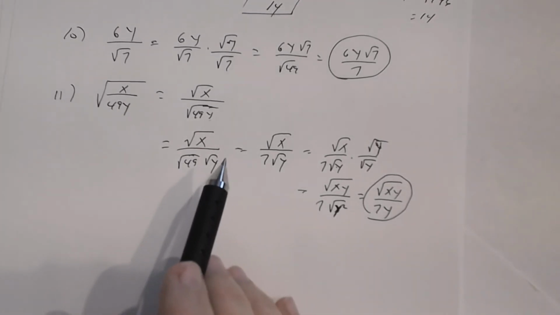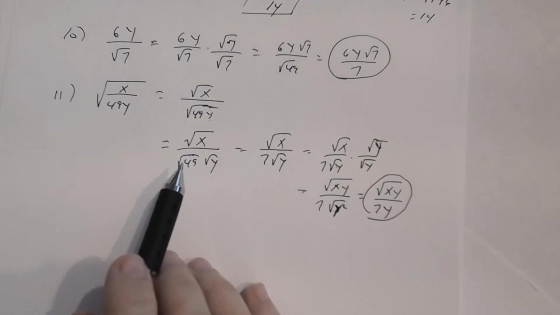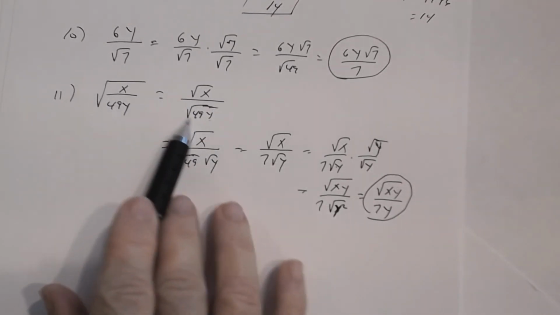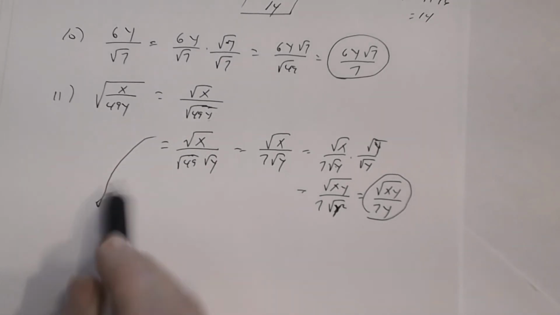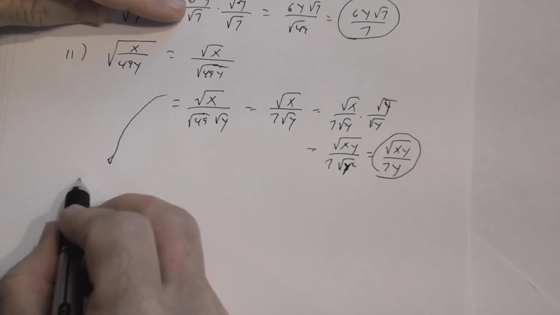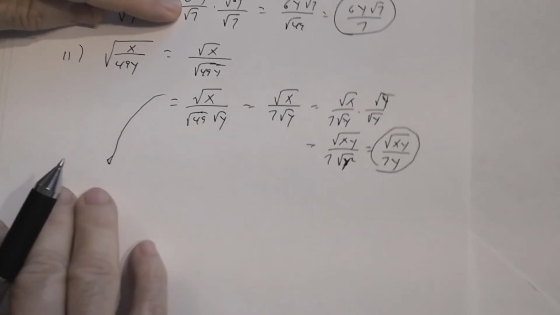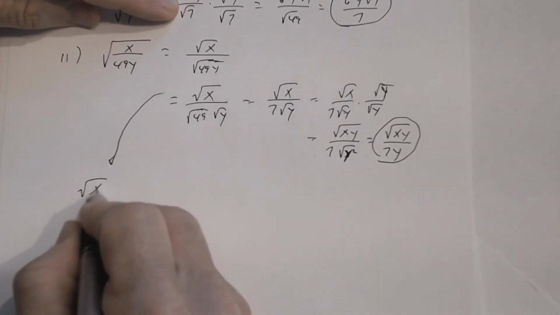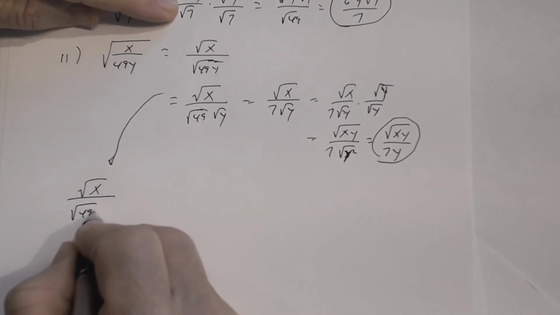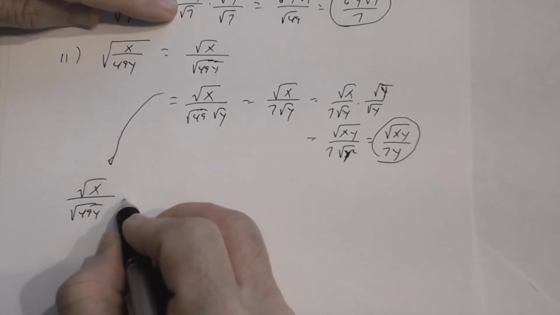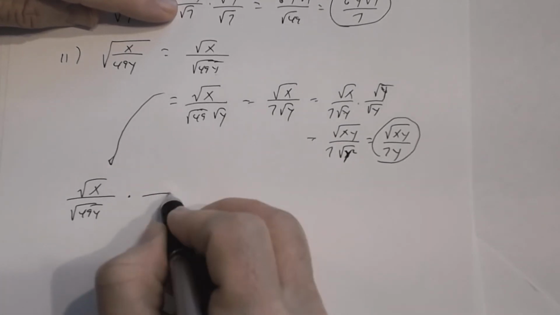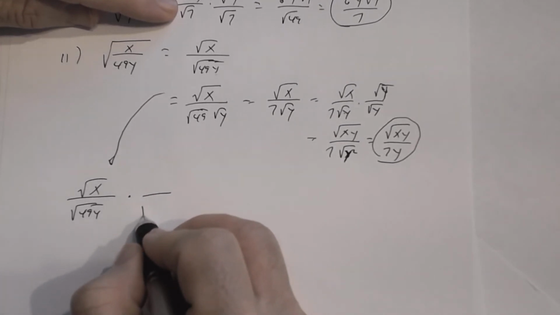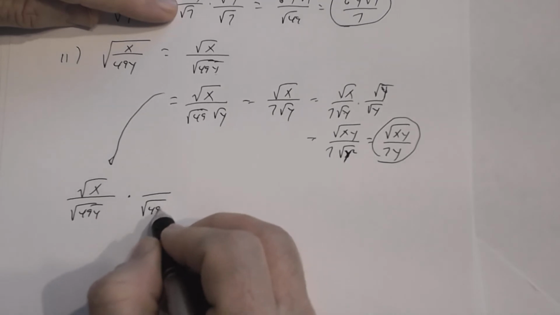Now, I'm going to say this. Suppose you didn't see that. Suppose you did not notice that I can write this as this. Okay, no big deal. Let's see what happens. All right, so let me go ahead and rewrite this over. So I have the square root of x divided by the square root of 49y. All right, and let's suppose you forgot that you could simplify this. Okay, let's rationalize. Let's go ahead and multiply both numerator and denominator by the square root of 49y.